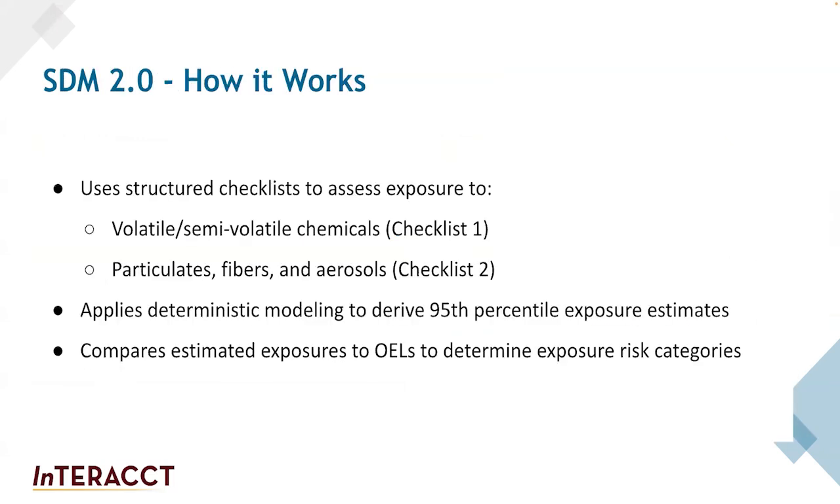STM 2.0 works by using structured checklists to evaluate exposures. Checklist 1 covers volatile and semi-volatile chemicals, while checklist 2 is for particulates, fibers, and aerosols. The tool applies deterministic modeling to calculate 95th percentile exposure estimates, which represent high-end but realistic exposure scenarios. These estimates are then compared to occupational exposure limits, OELs, to determine the appropriate exposure risk category.